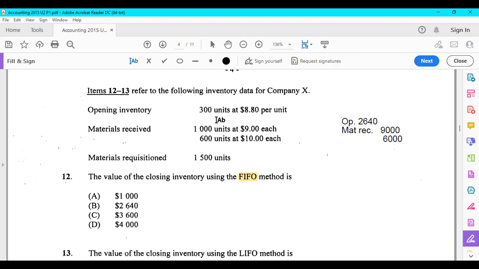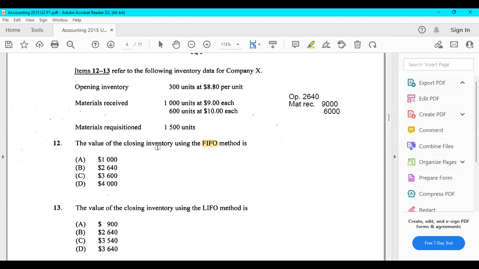Now, if it's 1,500, I would know them 300 are going first. Then we need to know where the next 1,200 is coming from. It's going to come from the 1,000 units at $9 each, because we got those first. So all of that is gone as well. We still want to get 200 more units, which we take from this batch, the 600 units at $10 each. So you take out 200 units over here. How much do you have left as your closing inventory? You will now have 400 at $10 each remaining. And that will give you 4,000 as your ending inventory.